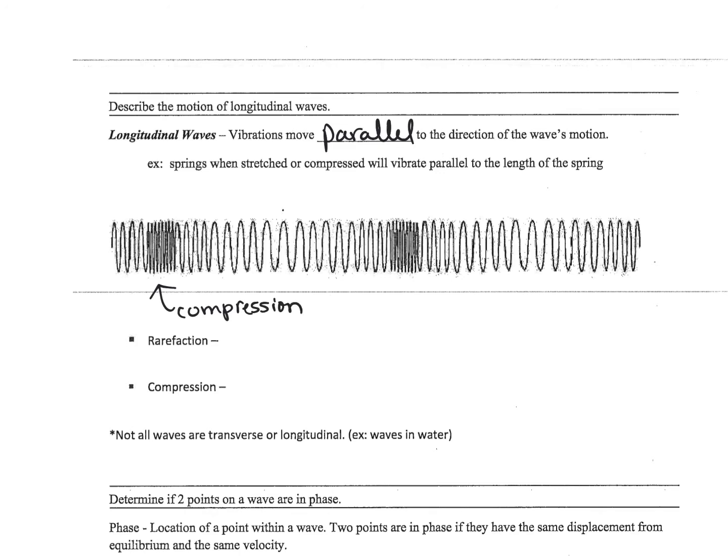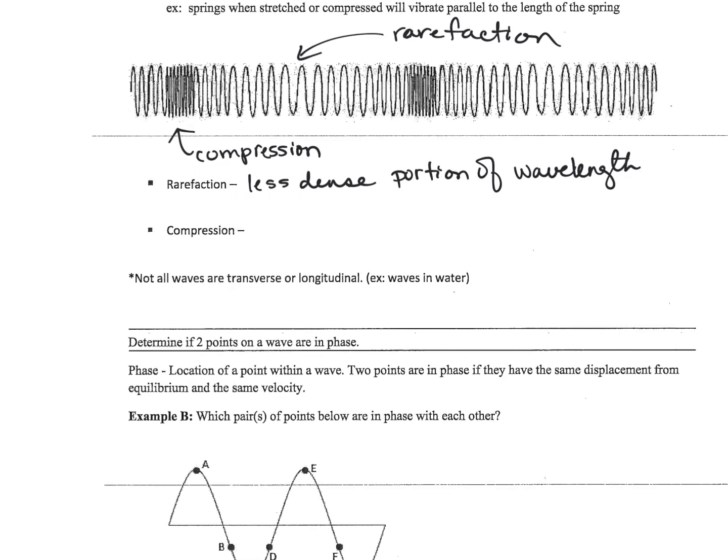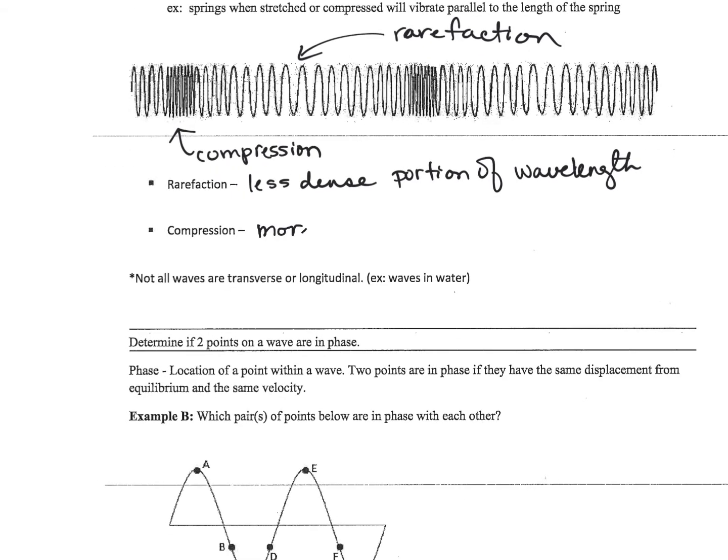And right here, after the compression, in other words, it bunches up, and then what does it do? Stretches out, and that is called a rarefaction. So the rarefaction is going to be the less dense portion of the wavelength. And you can guess that the compression is going to be the more dense portion. Right?